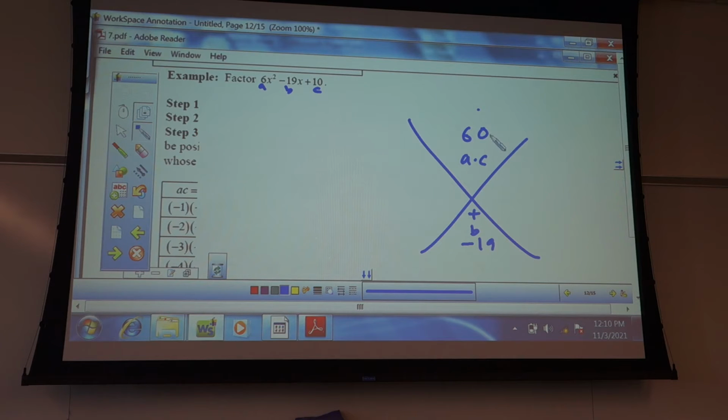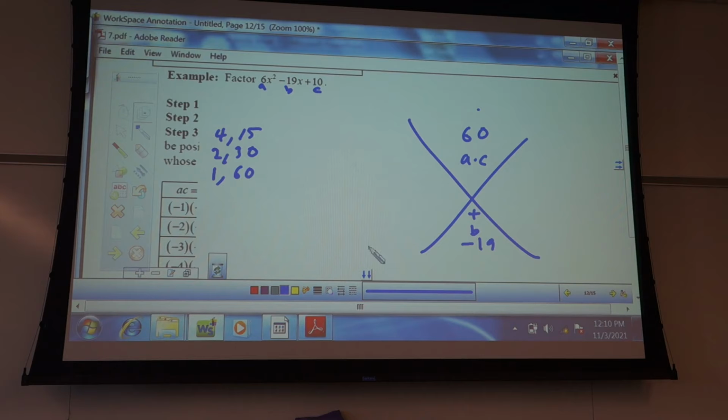And you find two numbers that multiply to 60 and add to negative 19. Okay, so two numbers that multiply to 60. Let's see, how about 4 and 15? How about 2 and 30? How about 1 and 60? We'll try those to start with.